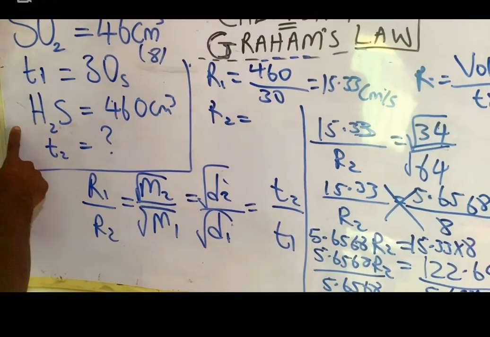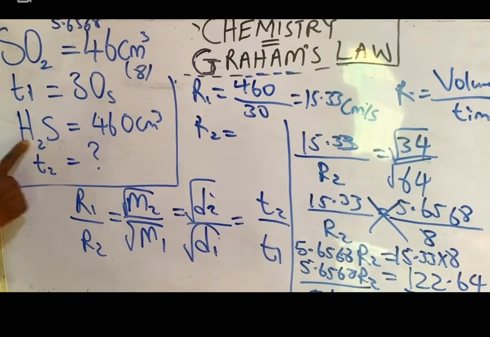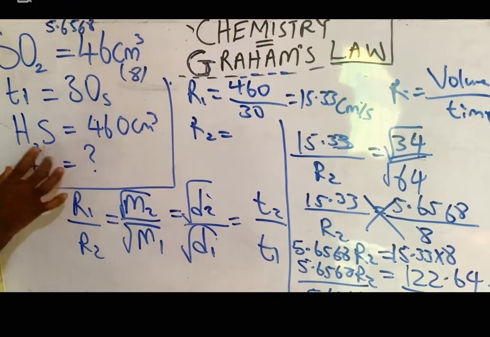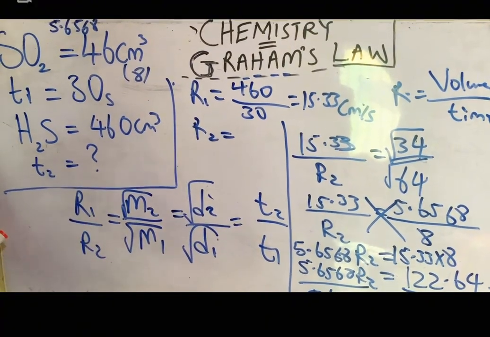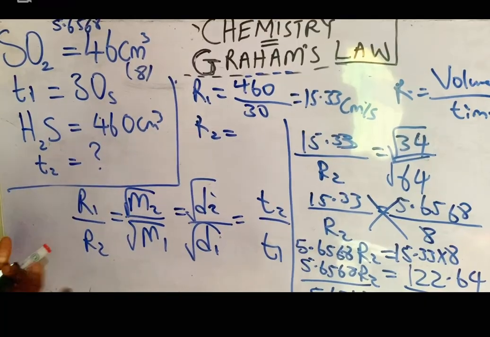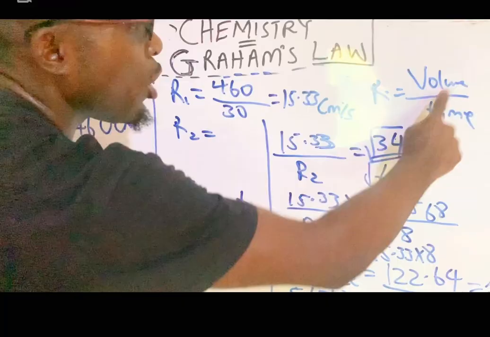Now when we are done with the rate of diffusion of hydrogen sulfide, remember we are asked to solve for the time taken for hydrogen sulfide to diffuse through the same partition. Now we have already solved for the rate of diffusion, so we are going to use the formula for rate of diffusion to solve for the time taken. And how do we get that? We go, the rate of diffusion is equal to the volume of the gas all over time.